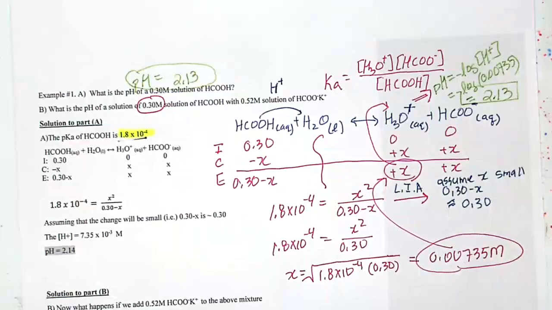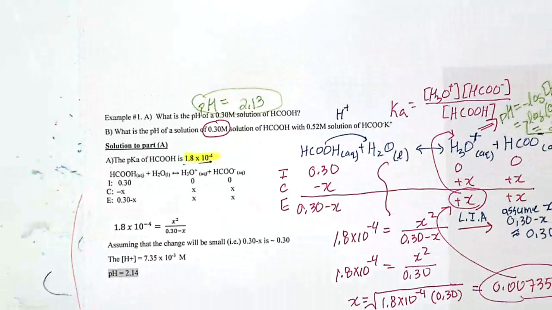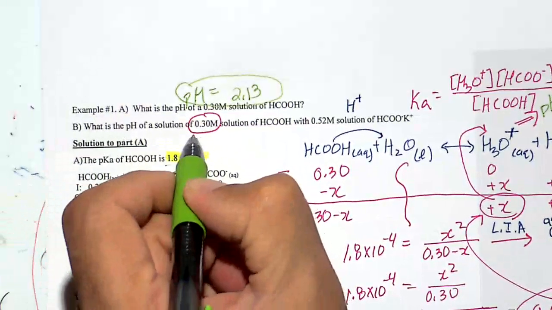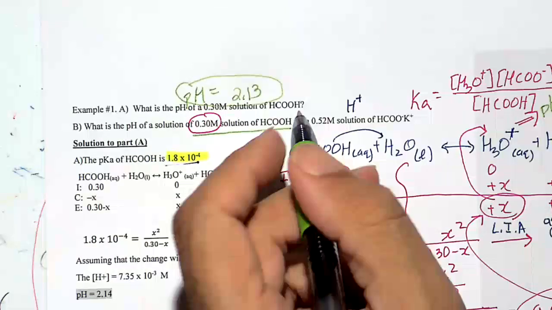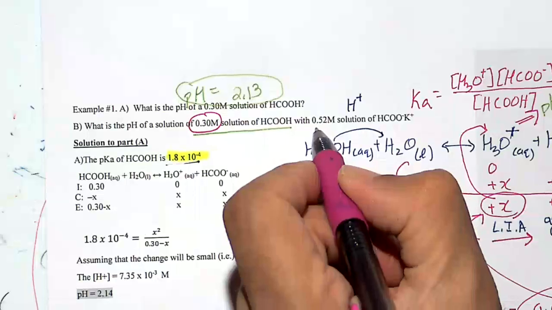So that's all well and good. Hopefully you're comfortable doing that. We've done a lot of those. But let's look at part B for a second. Okay, 0.3 molar formic acid, and now we're going to add 0.52 molar potassium formate.